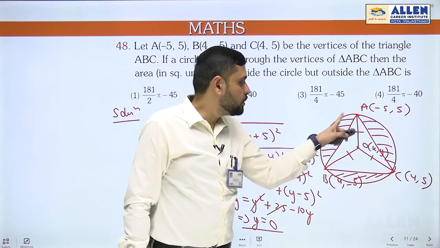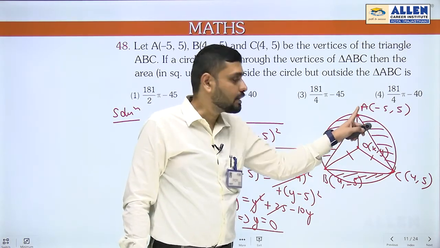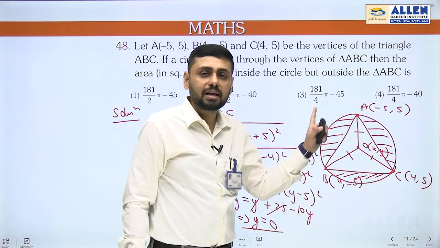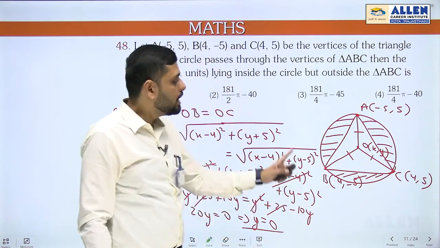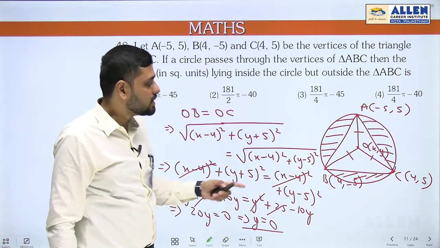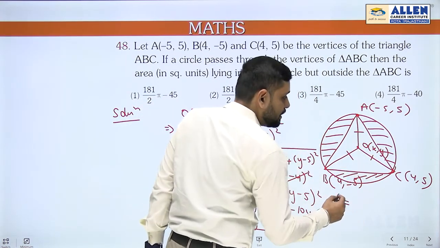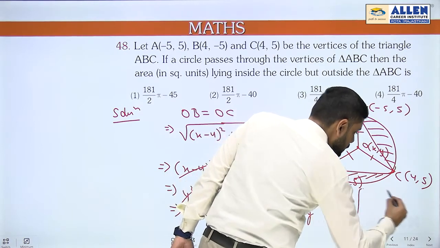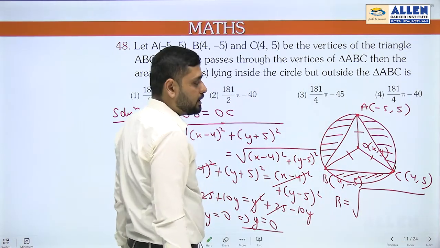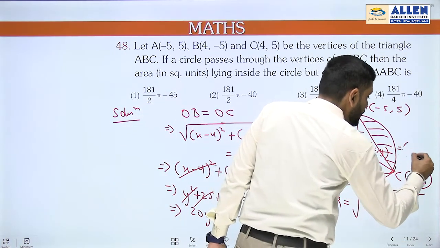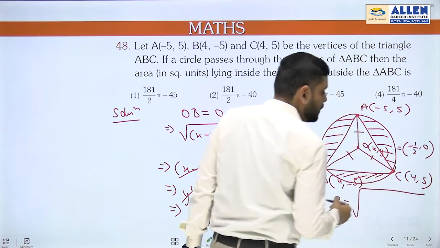So what we need to do is first find the area of the circle, and subtract the area of the triangle to get the area of the shaded region. To find the area of the circle, first we'll find the radius, which can be found using the center. We can use the coordinates of the center, which we got as (-1/2, 0).